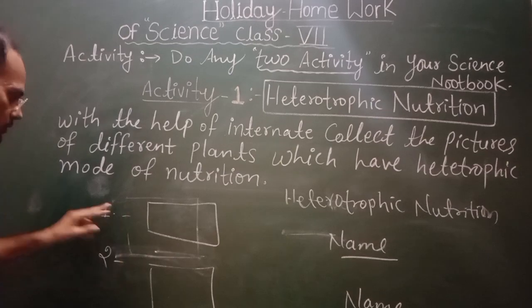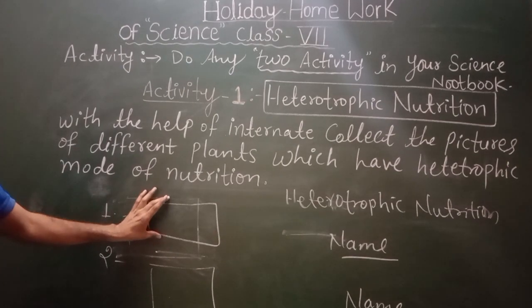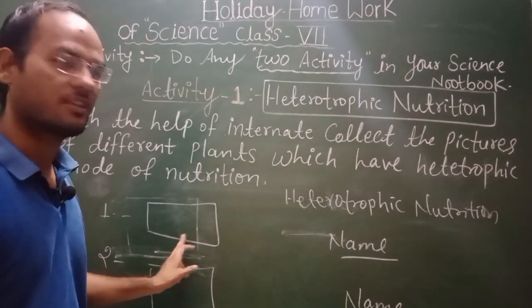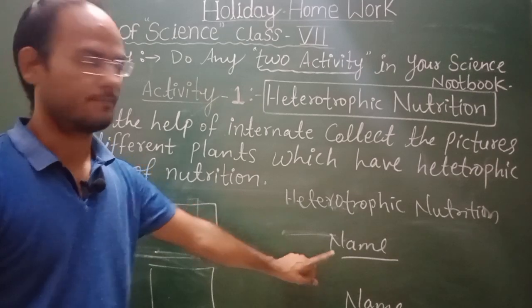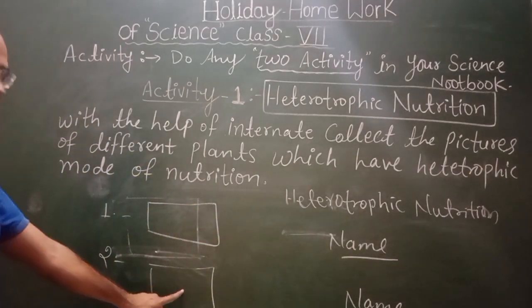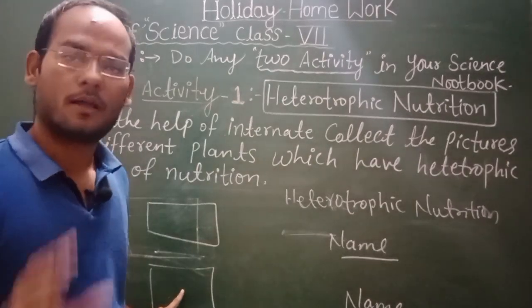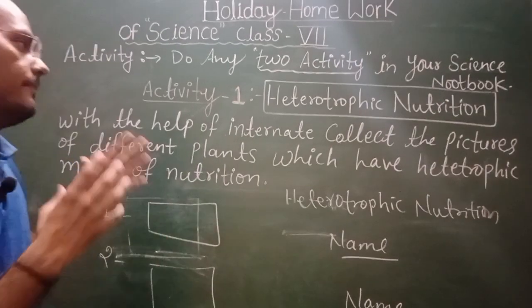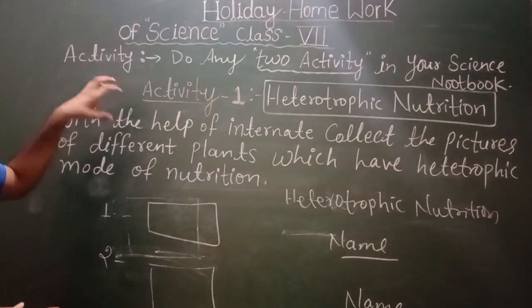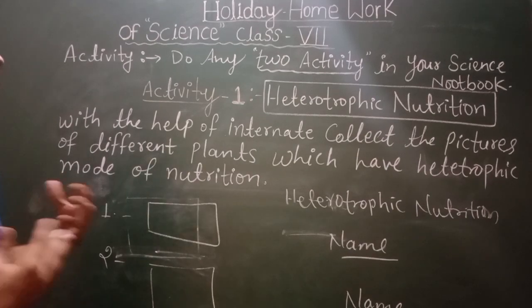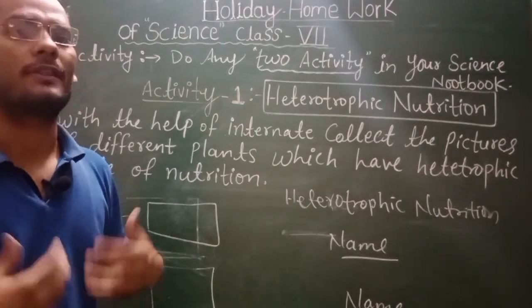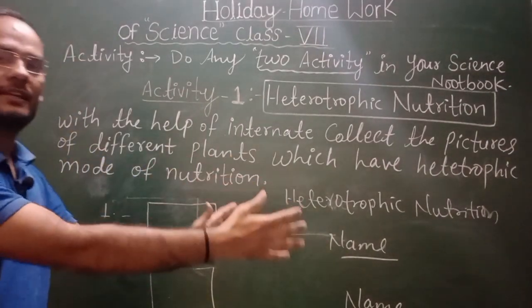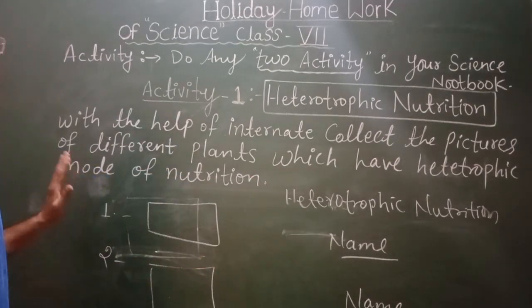So in your notebook, write number one, paste the picture of a plant that shows heterotrophic nutrition, and in front of this picture you have to write its name also. And then second, paste one picture of another plant and write its name also. And in this way you can complete the first activity. Find any 5 to 10 plants on the internet, collect their pictures, paste them and write their names, clear. And this is your first activity.